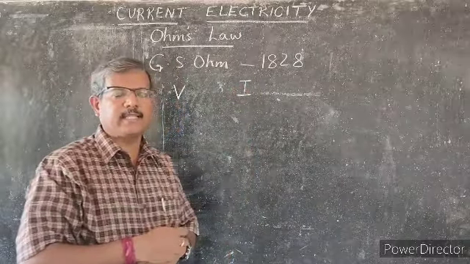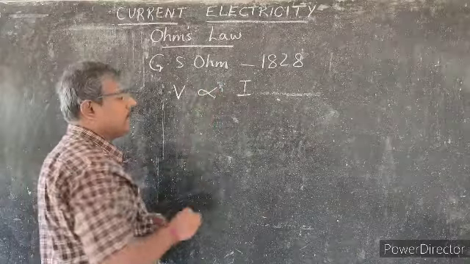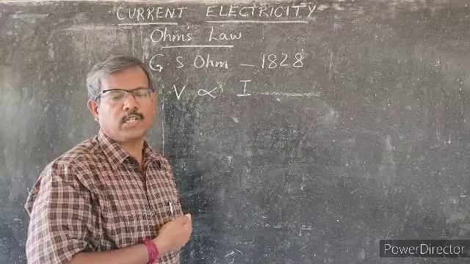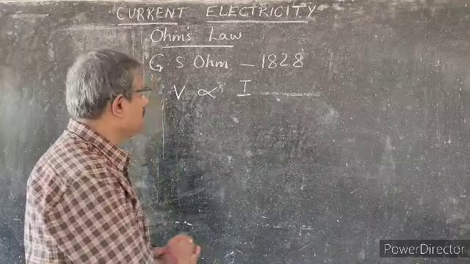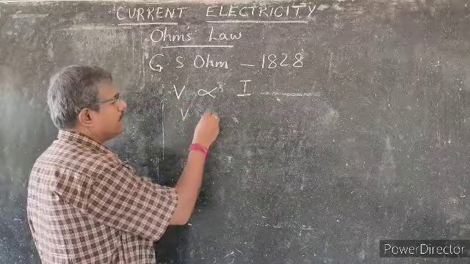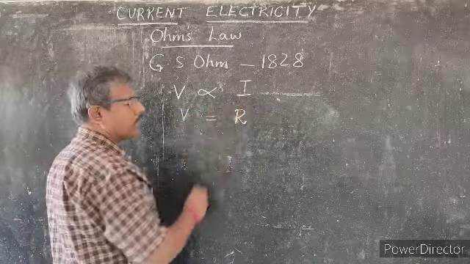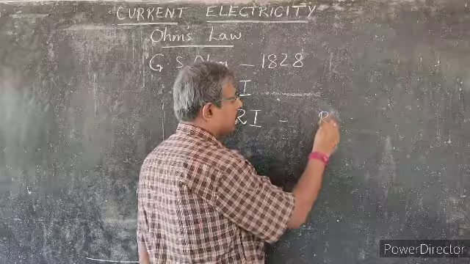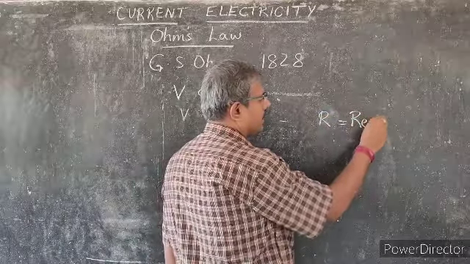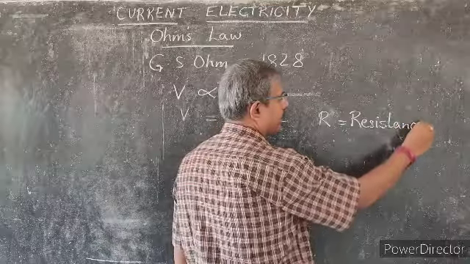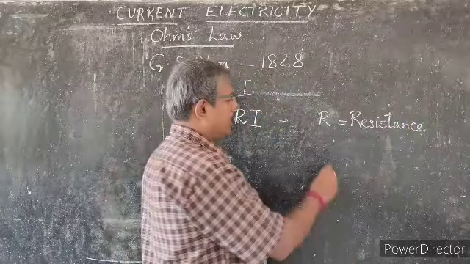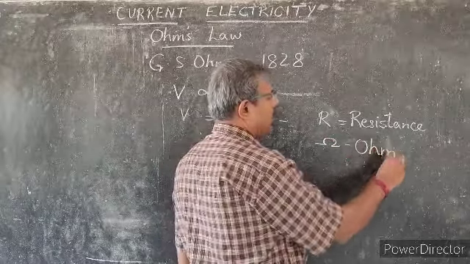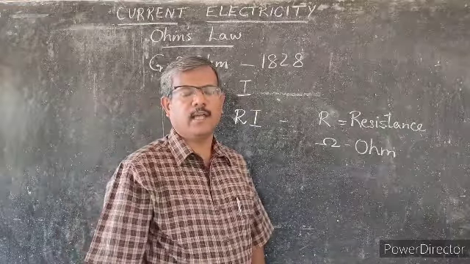And with experiments, he discovered that there is a linear relationship, that's the two quantities are directly proportional to each other. To remove the proportionality constant, he introduced a constant of proportionality called R. R is described as resistance, and it's given by the symbol Ω and named in his honor as Ohm.